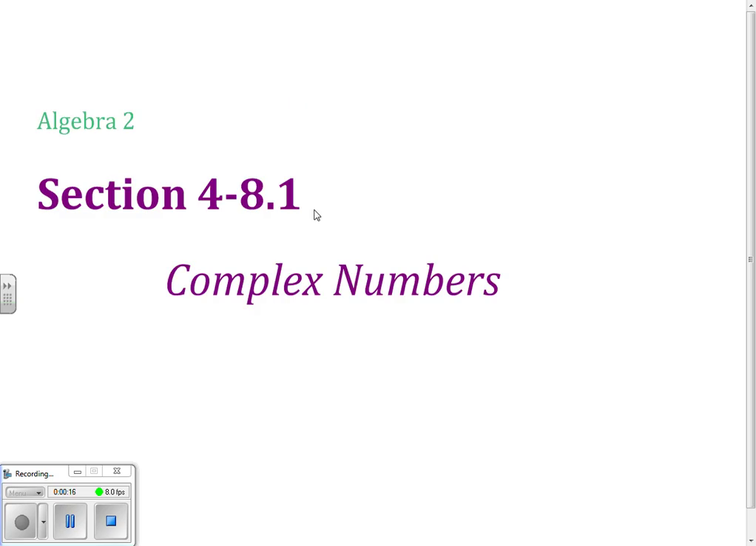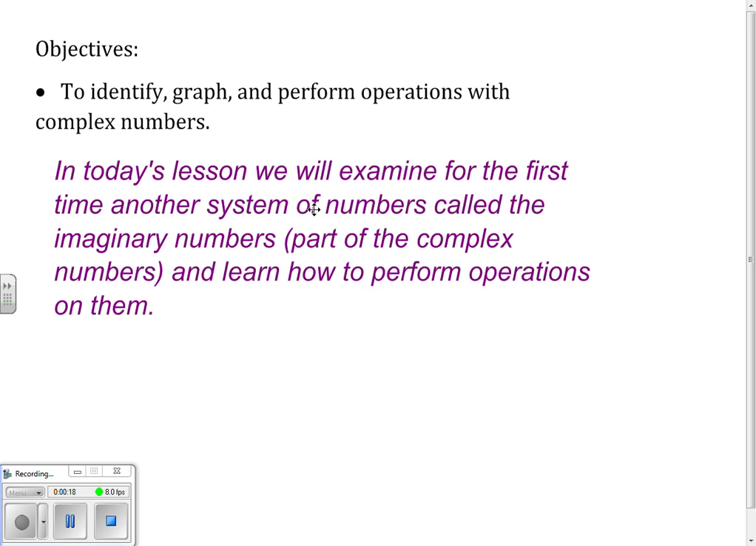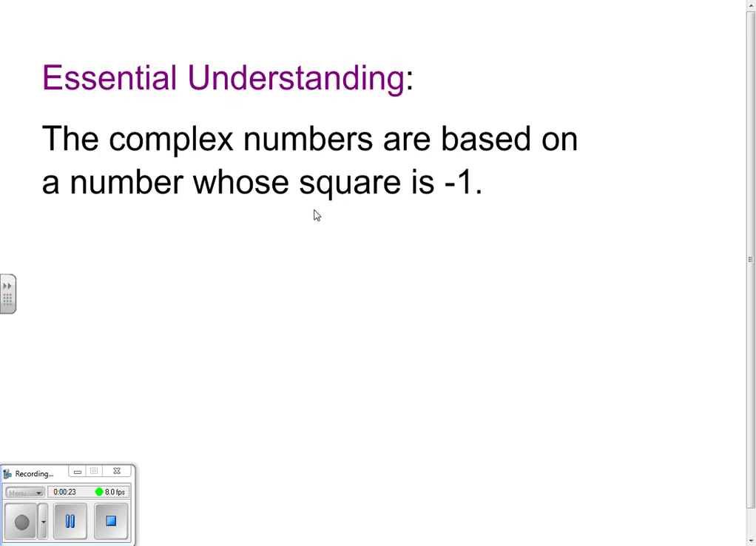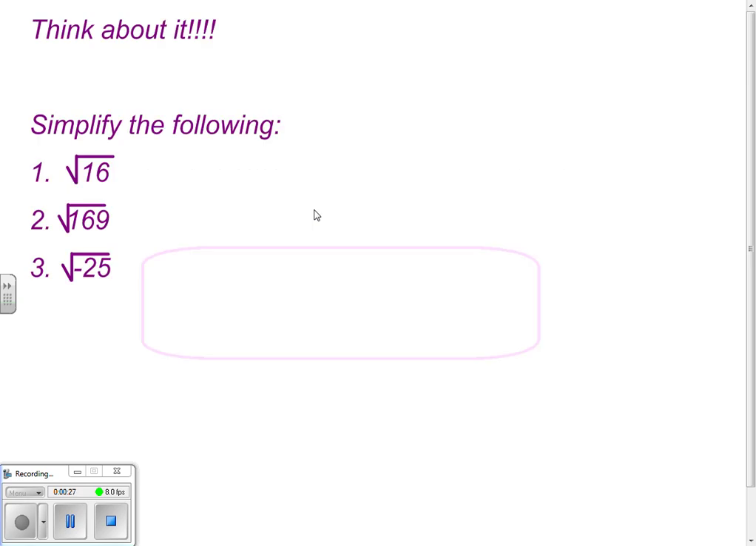Section 8 talks about complex numbers. The complex number system itself is different than the real number systems that you're used to. Complex numbers are based upon a number whose square is -1. So if you take a look, we're going to talk about square roots for a couple of minutes.